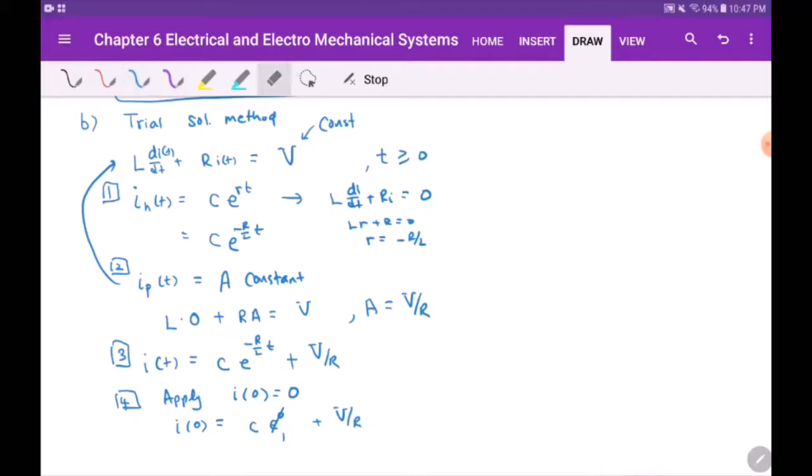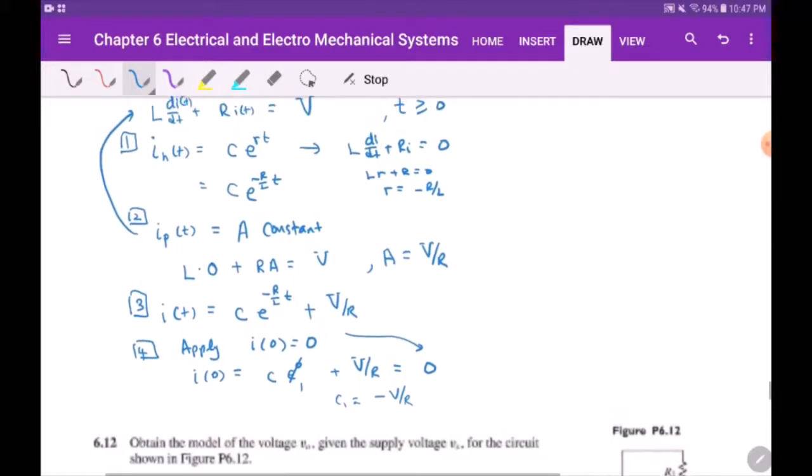That's 0. That's what that was given. So you'll find that C1 is equal to negative V over R. So what does that mean? Oof, I made it just in time. I just had enough space for this.